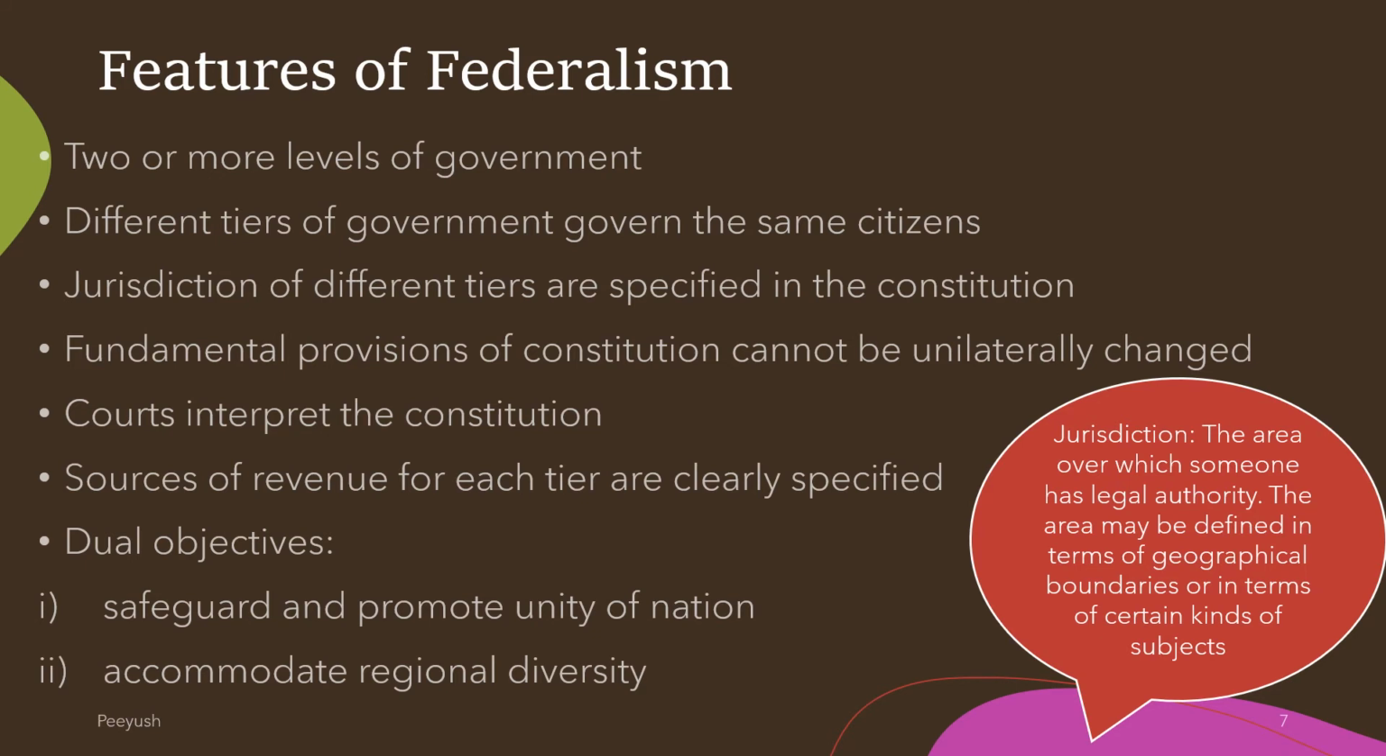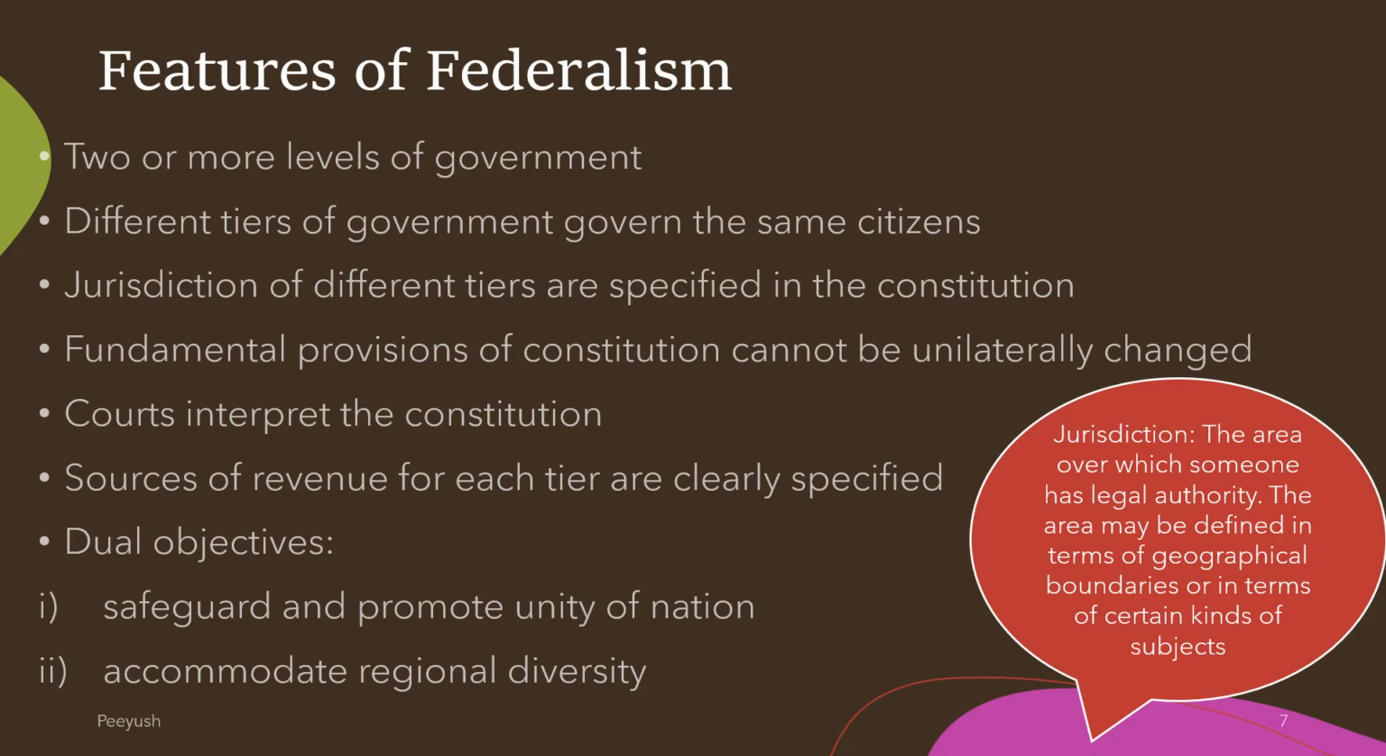Now, as we got the idea about the formation of federation, and we already got the understanding of federalism, what exactly it is, let's talk about the different features of federalism. From the definition itself, you got the idea that there are two or more levels of government. So in federalism, there would be two or more levels of government.